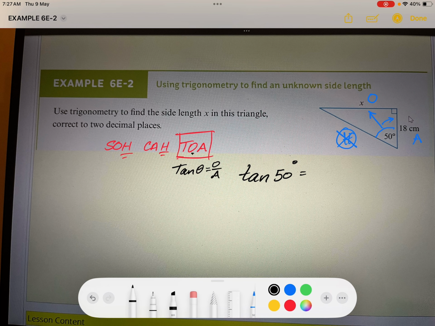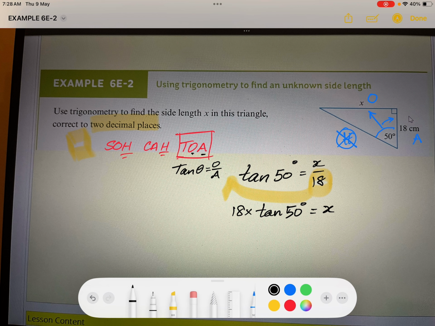Tan of theta is the opposite over adjacent. So the opposite side is x and the adjacent side is 18. Now, the question did ask that we make sure it's correct to 2 decimal places. So I'm going to put a box here to tick when I'm finished. Let's take this divide 18 up here to become multiplied by 18. So 18 times tan of 50 degrees is equal to x.